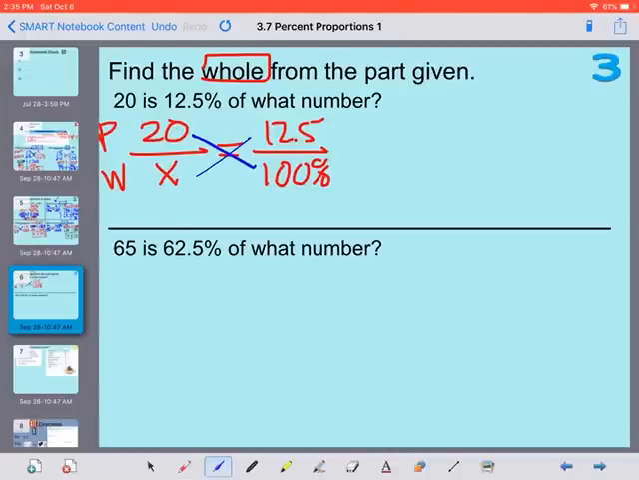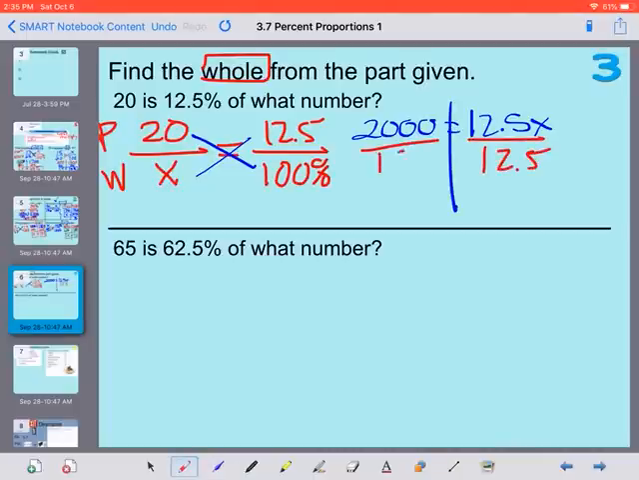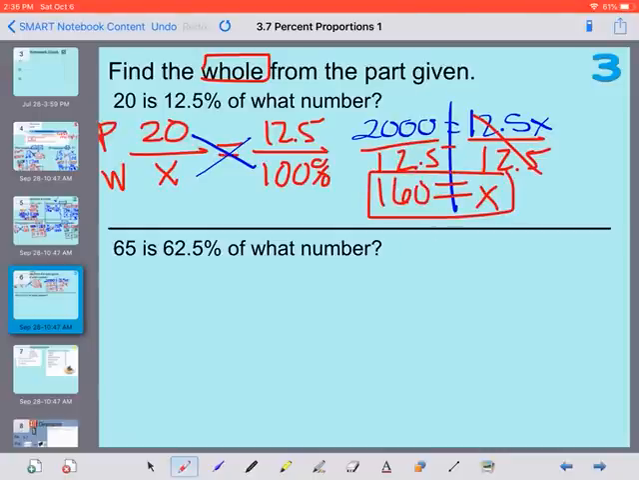So when we cross multiply, 20 times 100 is 2,000. 12.5 times x is 12.5x. And then just divide by 12.5. So we have 2,000 divided by 12.5 gives me 160. And think about it, that makes sense. 20 is a small percentage of whatever number we're looking for. So this is a big number, 160 would go there.